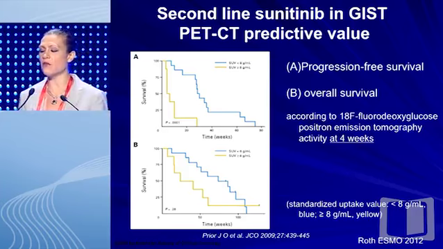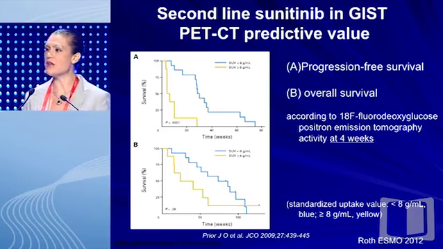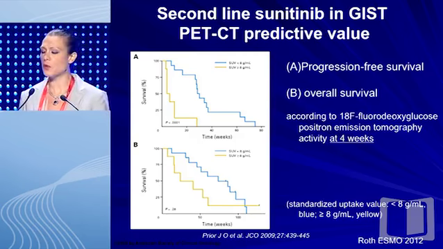So we can see here that for patients who have an early response, an early decrease in SUV uptake after treatment with sunitinib, you can see that they have a much improved progression-free and overall survival, predicting early on who is going to do better with this treatment.